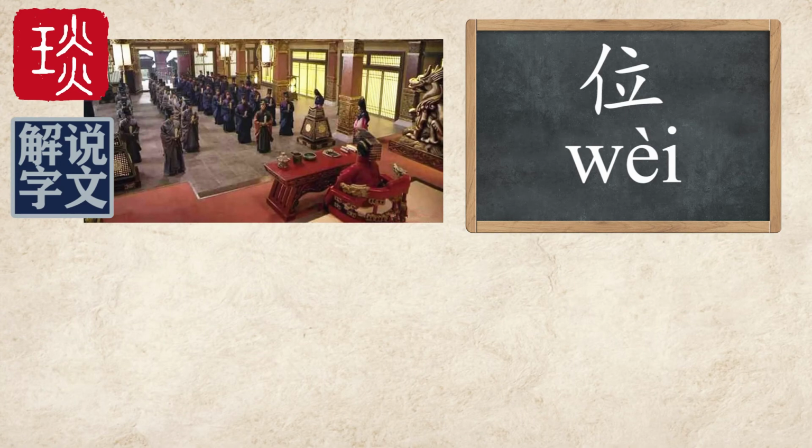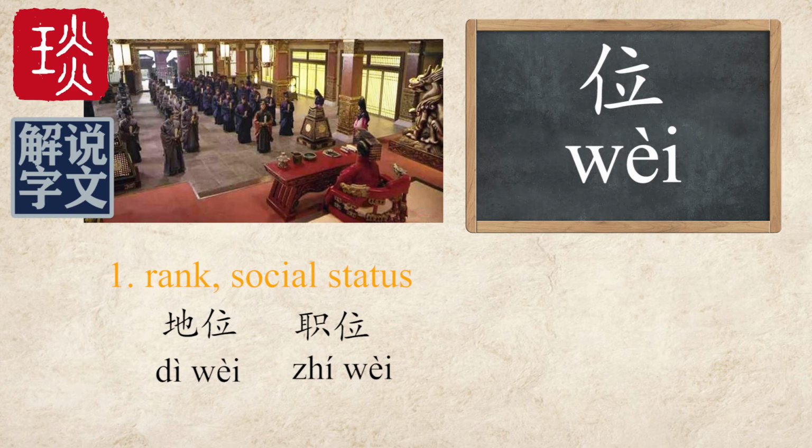Actually, in the very beginning, this character depicts the scene of an official standing in the imperial court, and that implied the rank of the official. So the character means rank. 地位某某人有很高的社会地位。职位. Then gradually this character had the meaning of general position. 位置座位 seat.